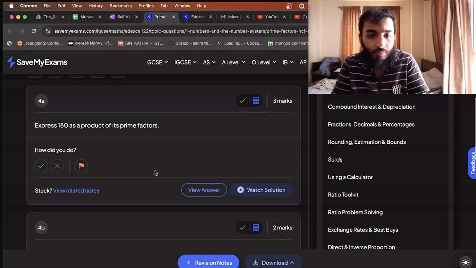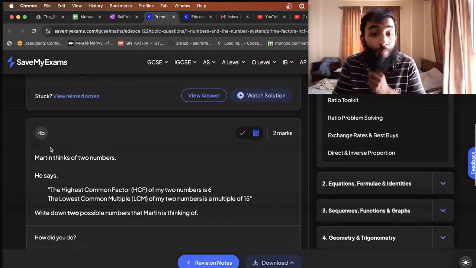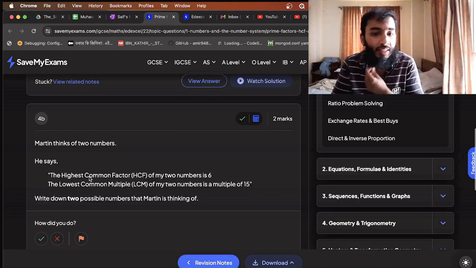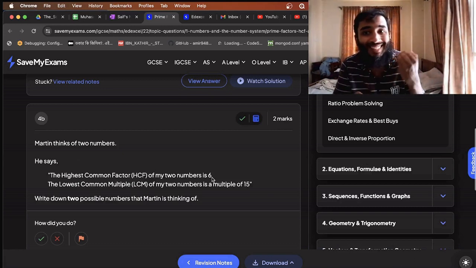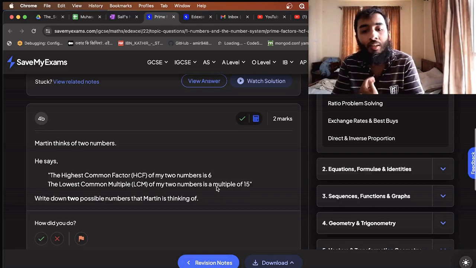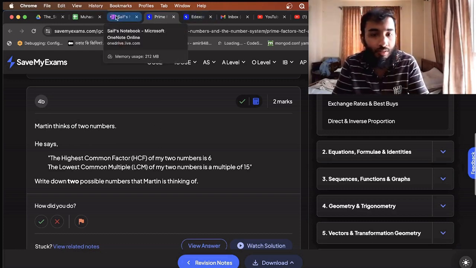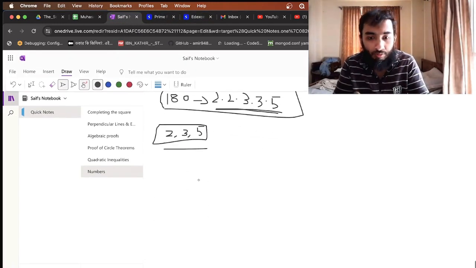Now if I go to problem number 4b, Martin thinks of two numbers. He says the highest common factor of my two numbers is 6 and the lowest common multiple of my two numbers is a multiple of 15. So write down two possible numbers that Martin is thinking of. So the highest common factor, or the HCF, of the two numbers is 6.